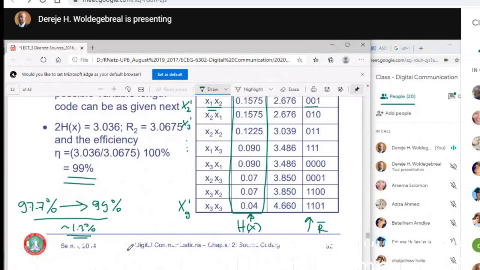So in summary, if we can use a block-based encoding scheme instead of symbol by symbol, the efficiency can improve. If we use a variable length encoding scheme instead of a fixed length encoding scheme, the efficiency can improve. If we combine block-based with variable encoding, then the efficiency would further improve.